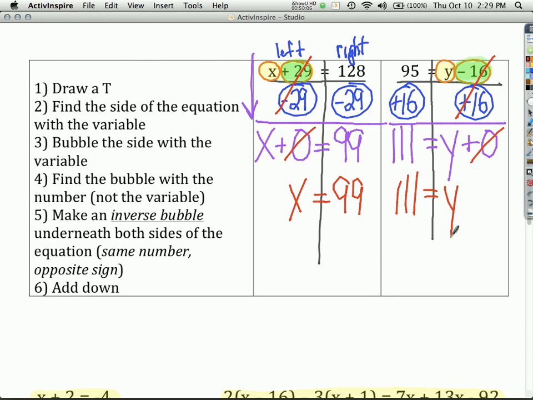Does anyone have any questions on the different steps and the purposes? So the person put X plus 0. So, between the variable and the number, do you always add? Do we always add, meaning going down? We're working down. So this says 128 minus 29. So that's what I did. 128 minus 29 is 99.